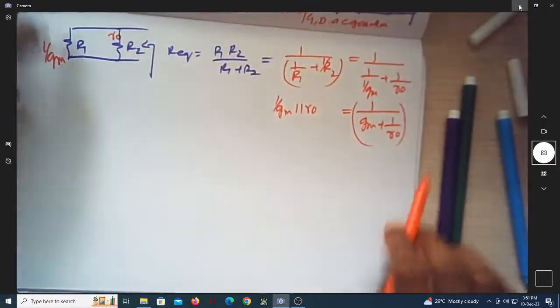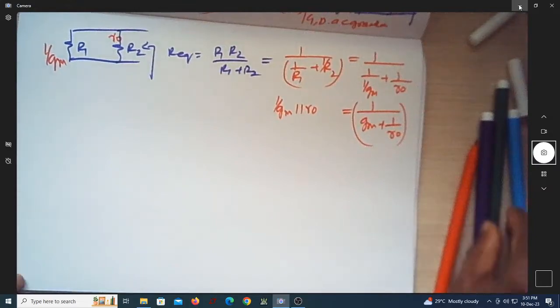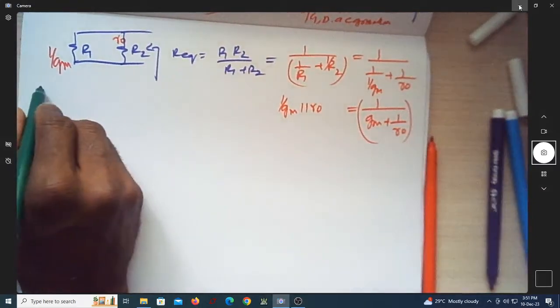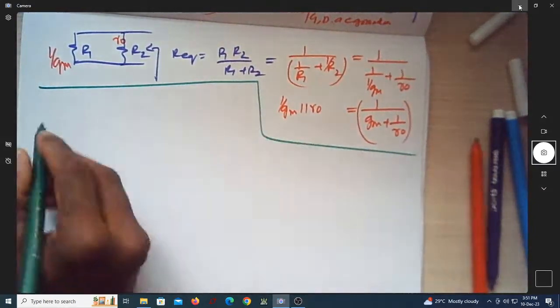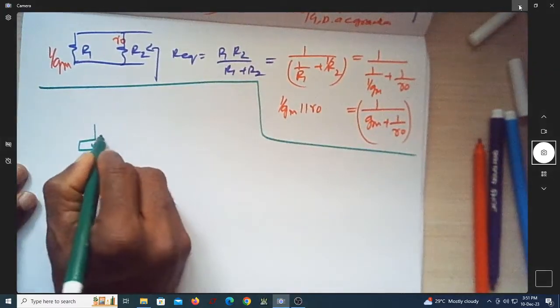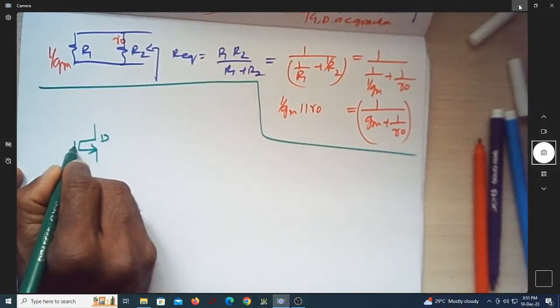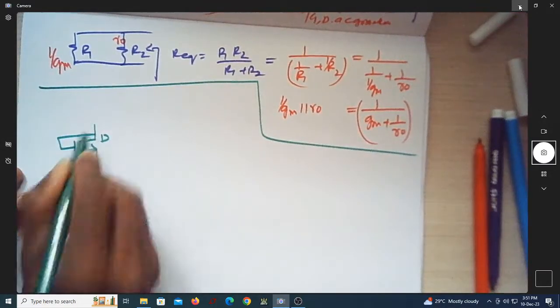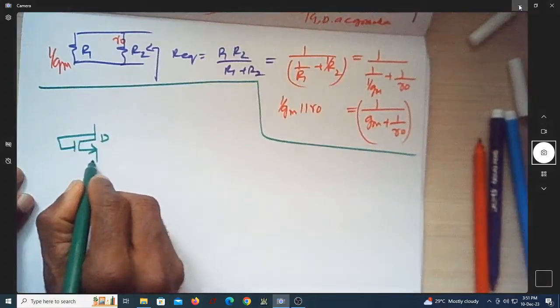Let us take the third case, where we have a slightly different case. Now let us again take the drain, but let us make gate and drain shorted. Let us make this AC grounded.